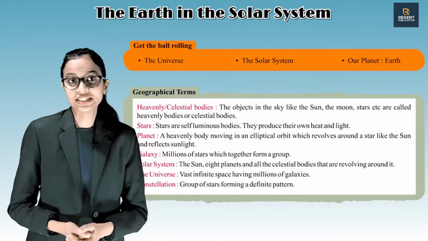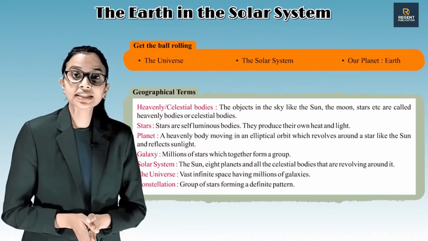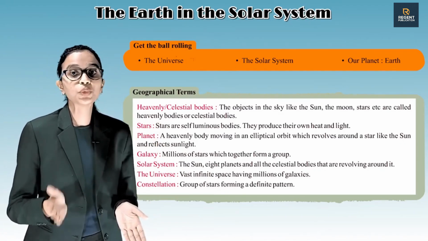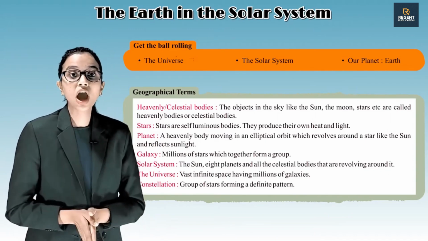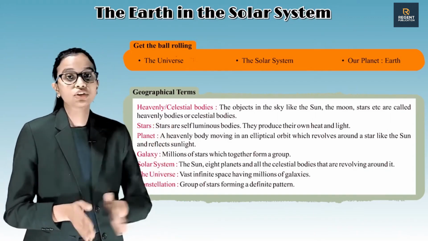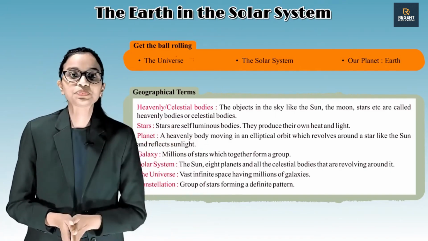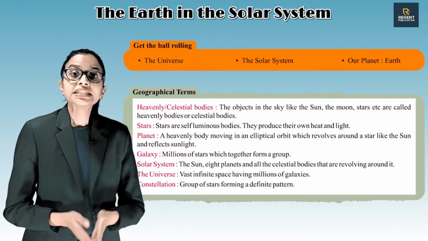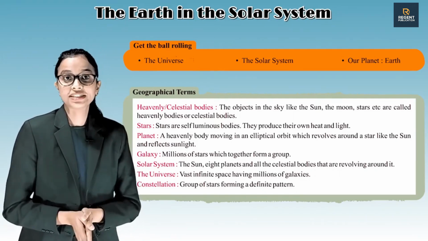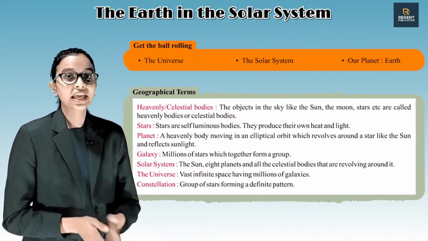Geographical terms. Heavenly or celestial bodies: the objects in the sky like the sun, the moon, stars, etc. are called heavenly bodies or celestial bodies. Stars. Stars are self-luminous bodies. They produce their own heat and light.